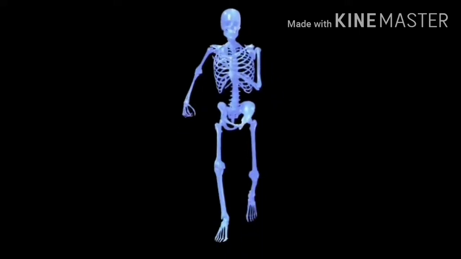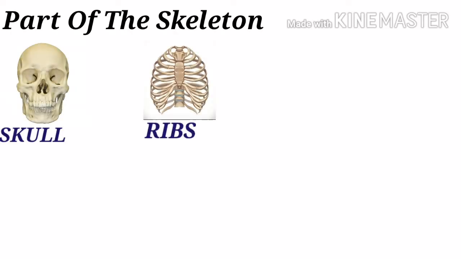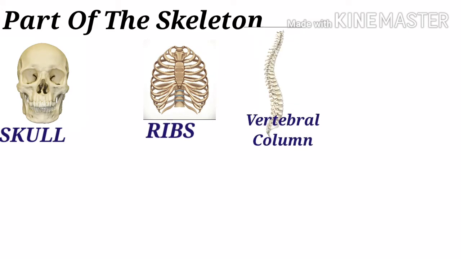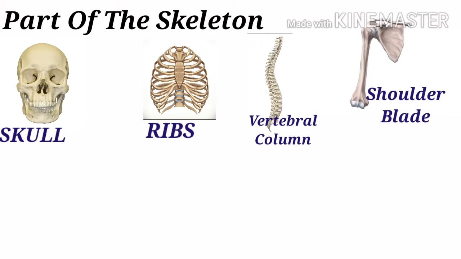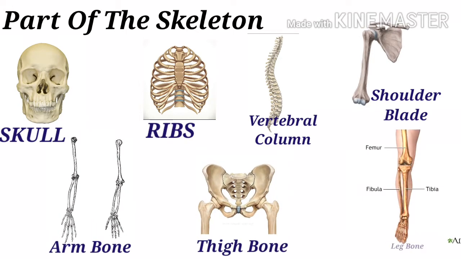Now, next point, parts of the skeleton. The parts of the skeleton are the skull, ribs, vertebral column, shoulder blade, arm bone, thigh bone and leg bone.